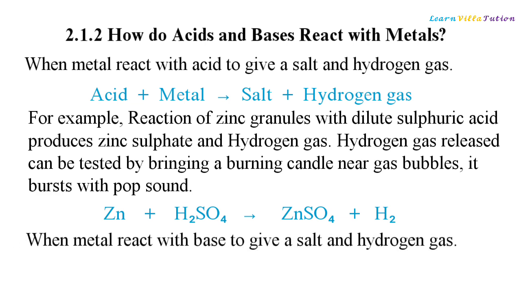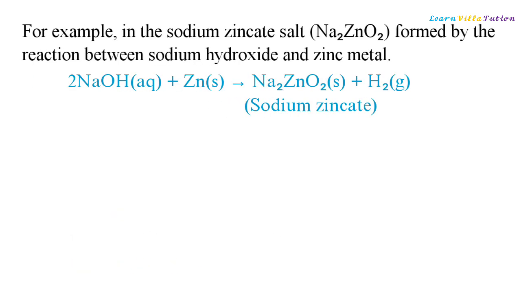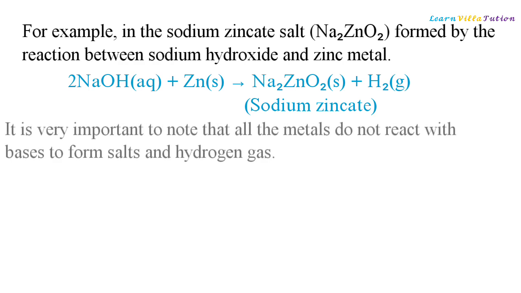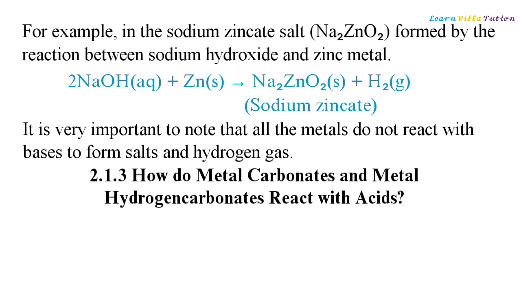When a metal reacts with a base, it gives a salt and hydrogen gas. Base plus metal produces salt and hydrogen gas. For example, sodium zincate salt is formed by the reaction between sodium hydroxide and zinc metal. It is very important to note that all the metals do not react with bases to form salts and hydrogen gas. How do metal carbonates and metal hydrogen carbonates react with acids?